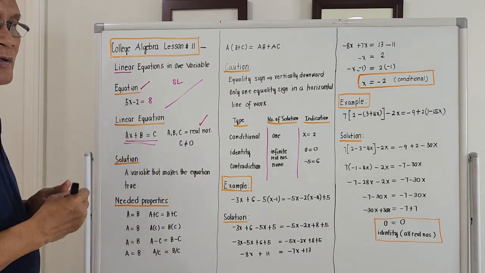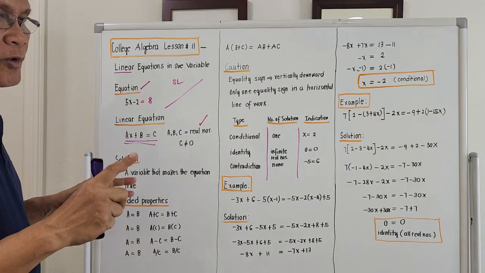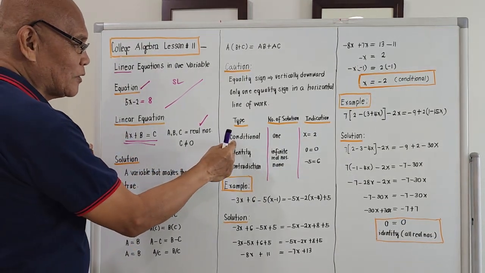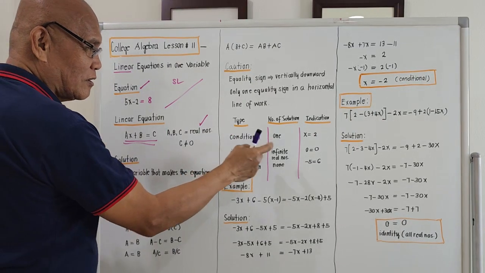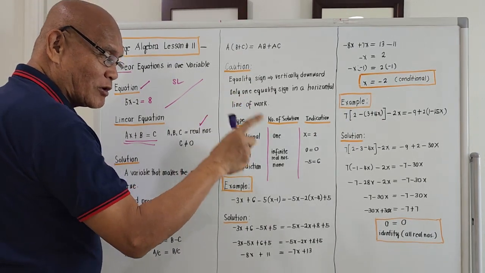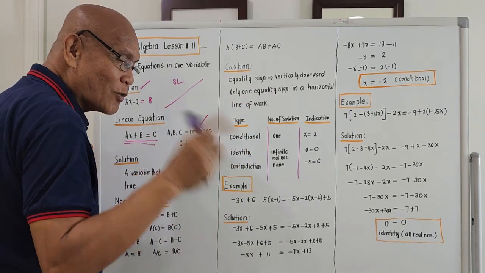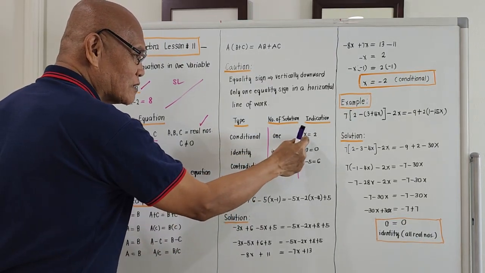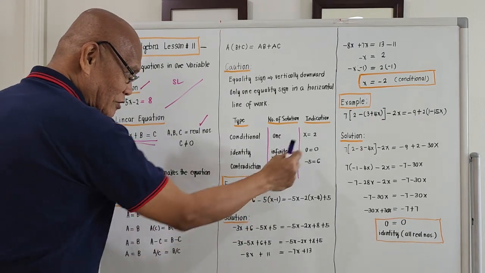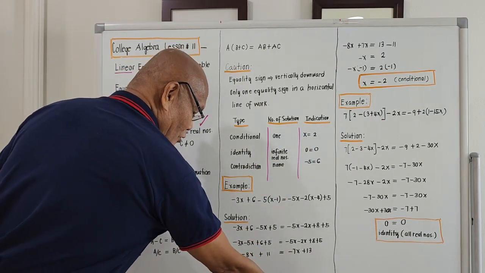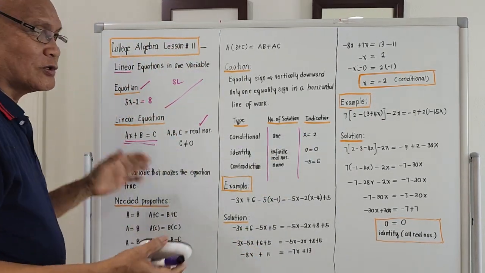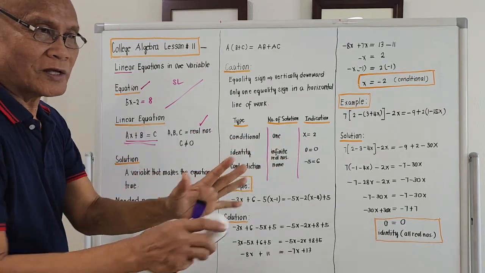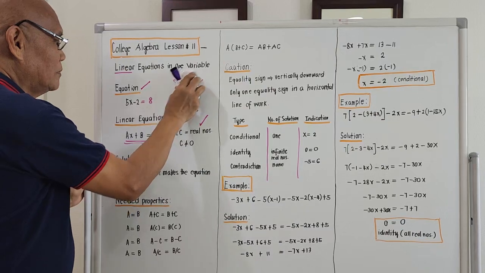So for a straight line, there will only be one solution, and that is under the so-called conditional type of linear equation. That is, the resulting solution will be only one. For this example, x is equal to 2. That is just an illustration. So for it to be considered a conditional linear equation, the solution should only be one. No other thing.